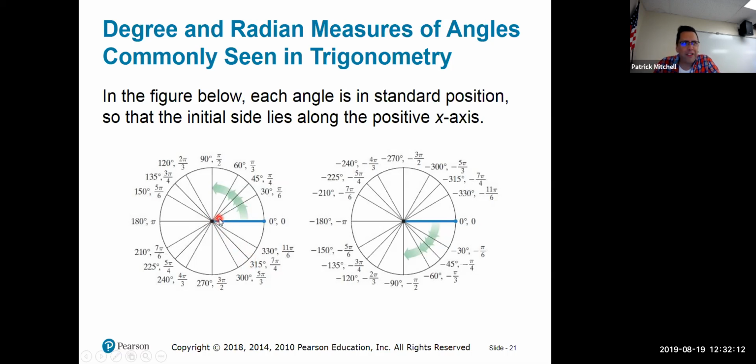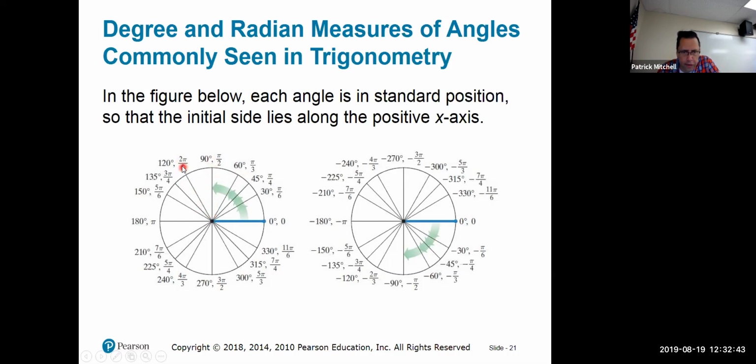Multiples of pi over 6 are also very important. Imagine that you took a straight angle, 180 degrees or pi radians, and cut it into sixths. The first one right here would be pi over 6. The second one would be at 2 pi over 6, also known as pi over 3. Then you would get to 3 pi over 6, also known as pi over 2.